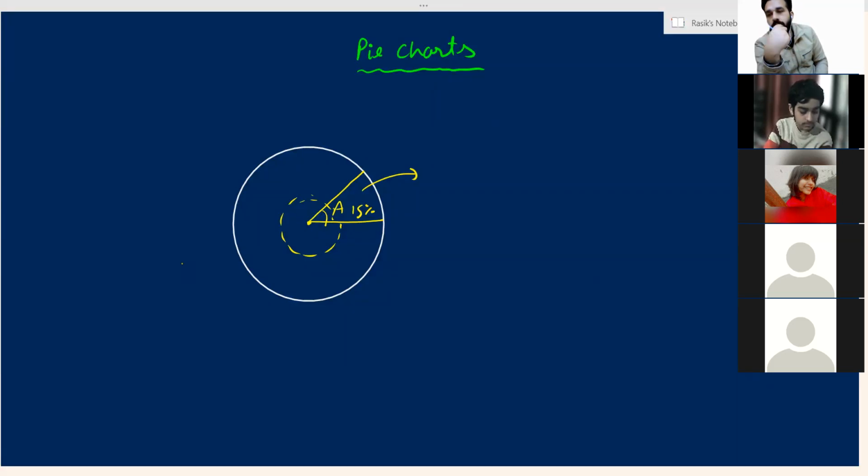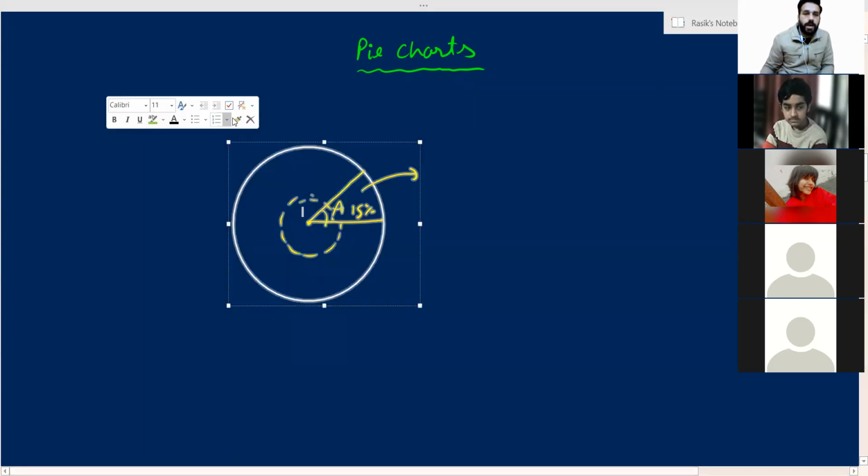Another way, you can use the unitary method also. There are 3-4 methods. So we can find the particular angle for party A, and then we construct that angle in the pie chart, and you will get the proper measurement of this sector. Okay, fine. So let us do it with the help of an example. It will give you a better idea.